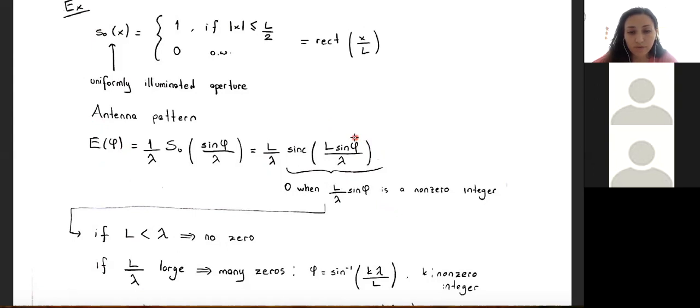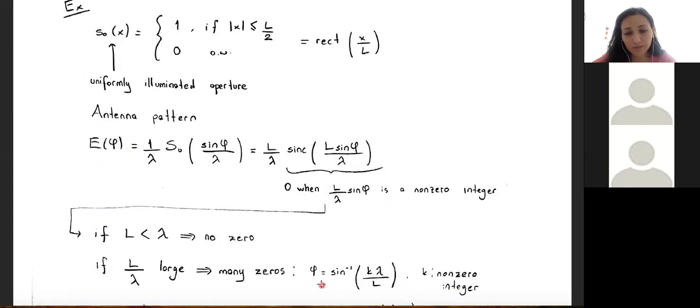How can we find the angles that have zero values in the pattern? We are going to equate this term to an integer k. Then solving for the angle phi gives sine inverse of k times lambda divided by L, for any non-zero integer k. So at these angles, we're going to get zeros.